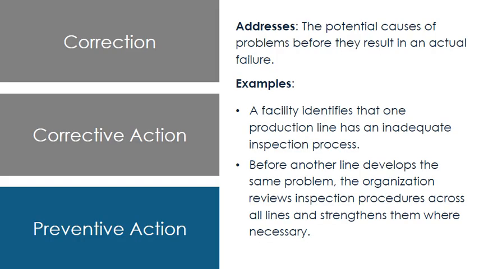An example is, a facility identifies that one production line has an inadequate inspection process. Before another line develops the same problem, the organization reviews inspection procedures across all lines and strengthens them where necessary. A problem is not truly corrected when the immediate issue is fixed. A problem is corrected when its cause has been addressed and evidence demonstrates that the problem is unlikely to happen again. Ultimately, an organization should only pay for a problem once.